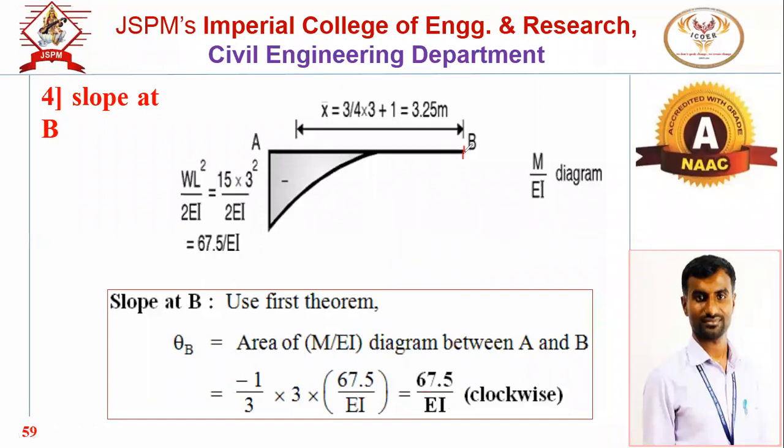Now for the deflection. How to get the deflection at B? Anyone? How to get the deflection at a point B? Moment of area. Correct. Moment of area of this particular M by EI diagram. Now the area we have calculated, this is the area, 67.5 U divided by EI. Now tell me what will be the moment of this area?